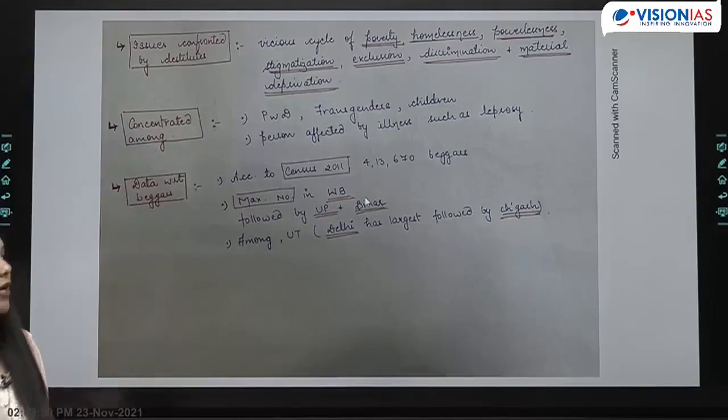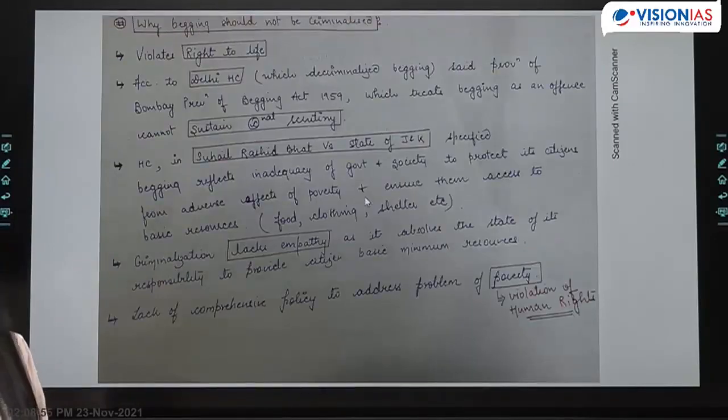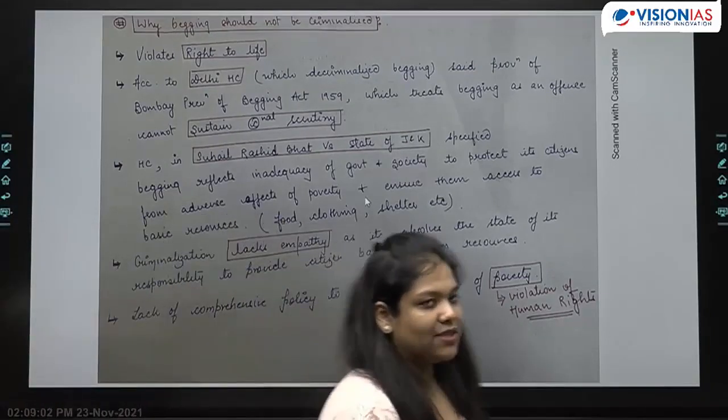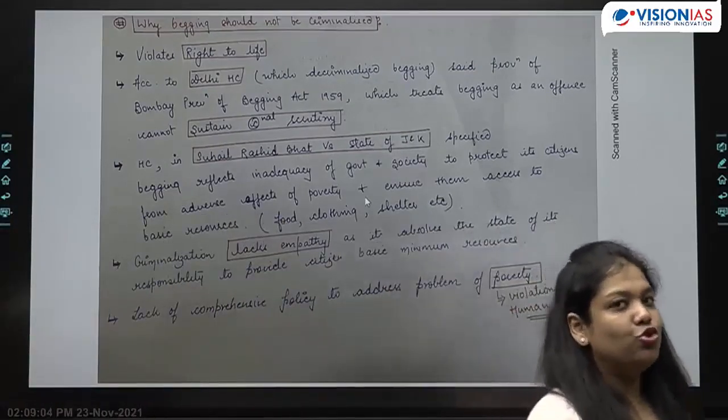Is that clear? Now we have certain data with respect to beggars, that more than 4 lakh beggars are there according to Census 2011. Do I need to tell, in the past 10 years this data has further increased. There exist regional variations. The maximum numbers are in UP, Bihar, West Bengal. Now there has been an approach that begging should not be criminalized, because it goes against the right to life. Let us suppose you criminalize begging.